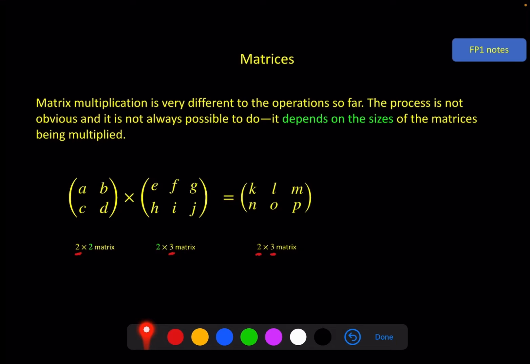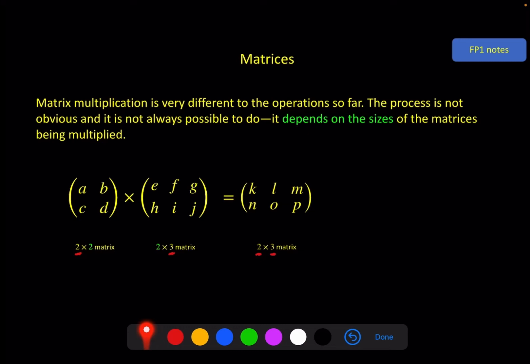So I'll talk it through and I'll put every step on the screen. What you're doing is you need to take the first row of the first matrix and the first column of the second matrix, and we're going to multiply A times E, and we're going to multiply B times H, and then we're going to add those two things together. So it's A times E plus B times H. You go along this row and down this column. And that will give you the first row, first column element in the answer matrix.